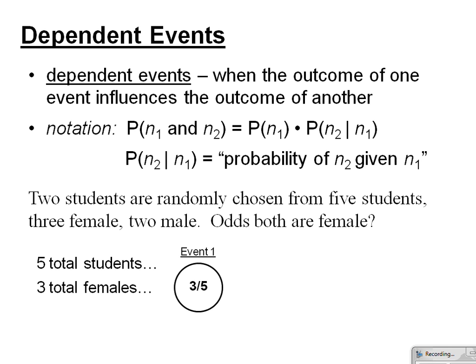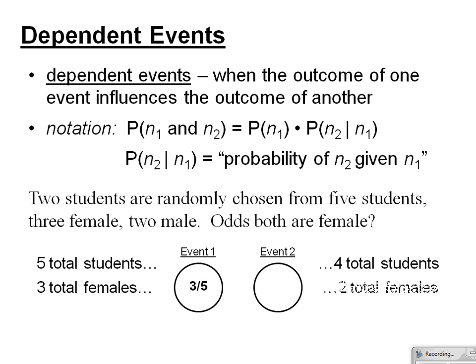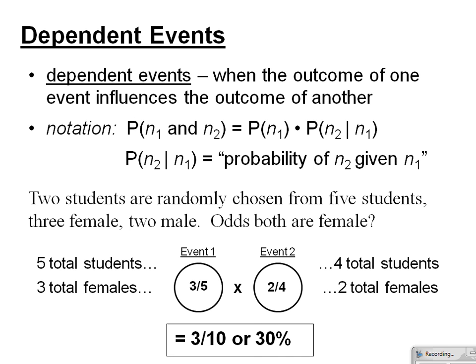But now, in the second event, we have 1 less student to choose from and 1 less female to choose from. So in the second event, what are the odds that, again, a female is randomly chosen? Well, with only 4 students remaining and 2 of them being female, the odds are 2 out of 4. Multiply these 2 probabilities together to calculate the odds of the entire experiment. 3/5 times 2/4 works out to be 6/20, which reduces to 3/10, or 30%.